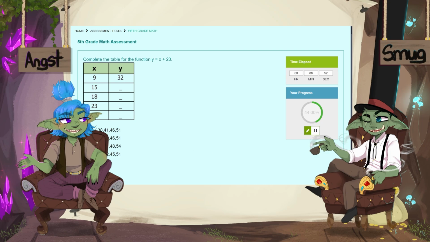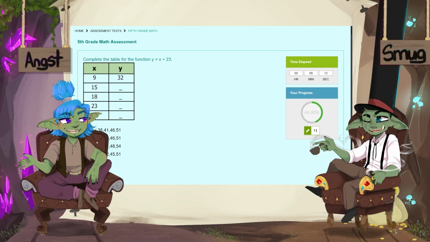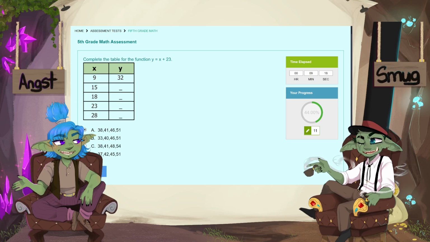You know what I just realized? What would that be? My little goblin is covering up the answers. Whoopsies. It's fine. You can figure that out. Just move this. It's just 15 plus 23. I'll just move us both.